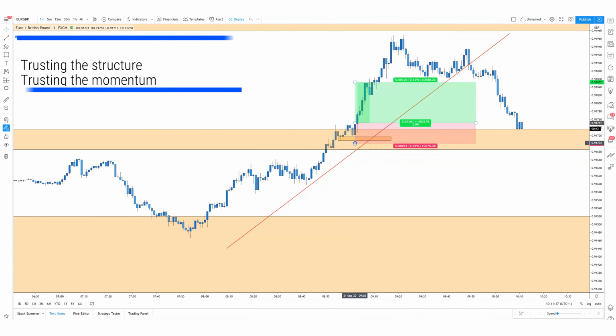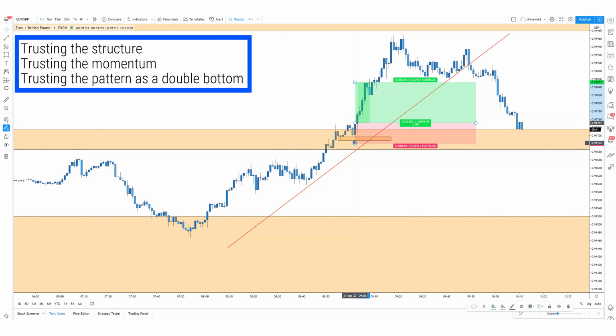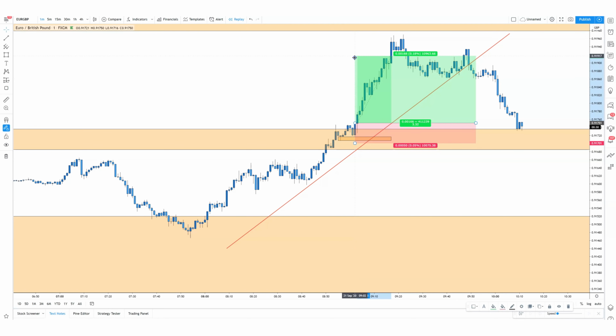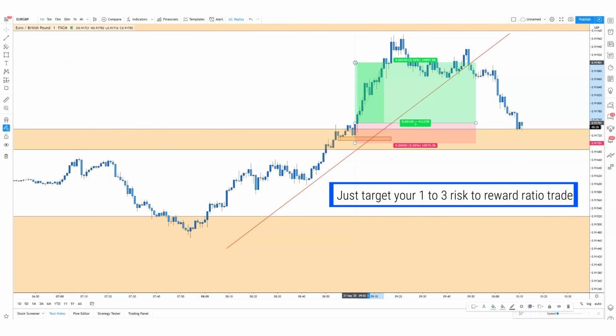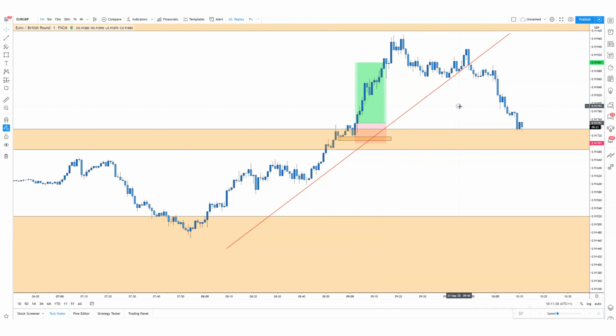Now, you're trusting the structure. Let's go for 5 pips here. You're trusting the structure. You're trusting the momentum. You're trusting the pattern as a double bottom. And what can you do? You can target some of these highs, which would have been around 4.68R, or as I do, just target your 1-to-3 risk reward ratio trade. And then guess what happens? Bob's your uncle.